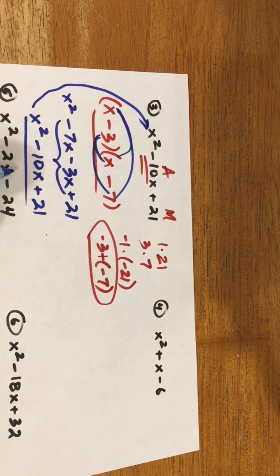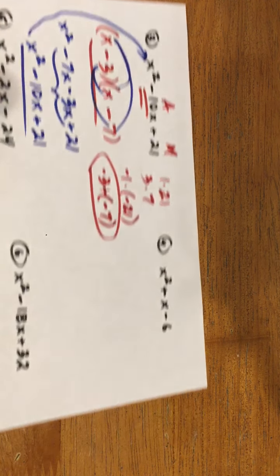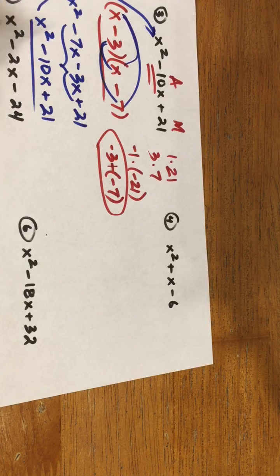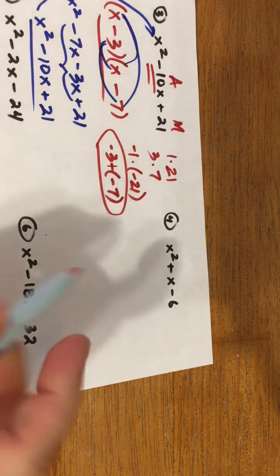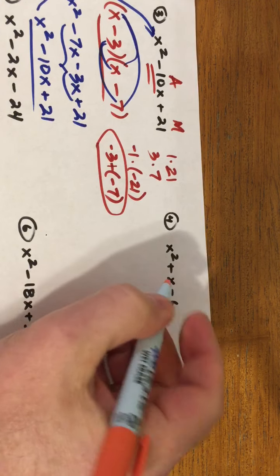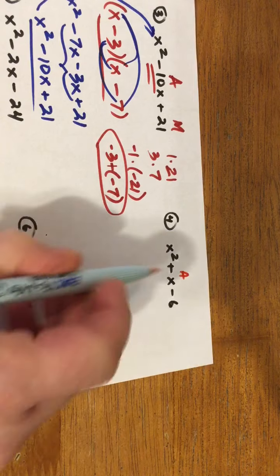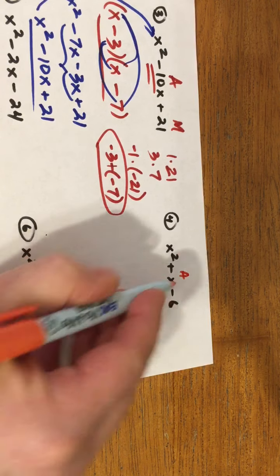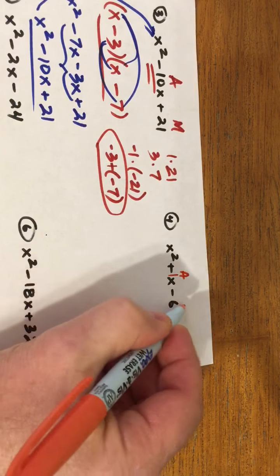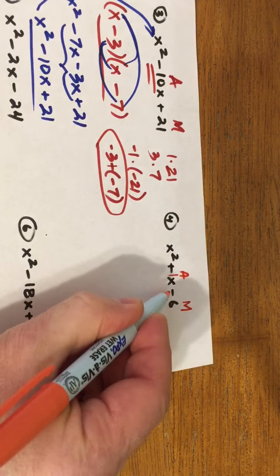All right, ladies and gentlemen, try number 4. All right, let's go through problem number 4 similarly right here, see what we could do. In problem number 4, we want numbers that are going to add. And what's my coefficient here? Well, there's nothing there, so it'll be a 1. What adds to 1 and multiplies to negative 6?